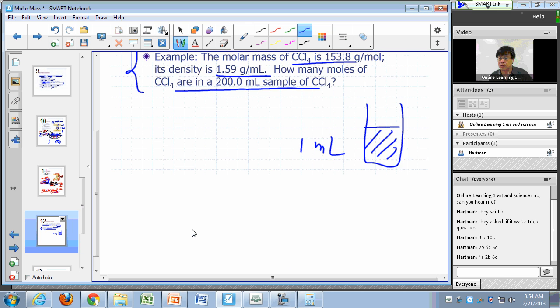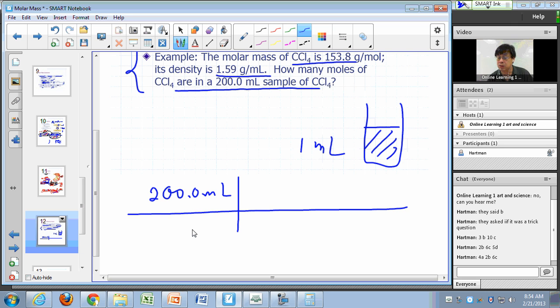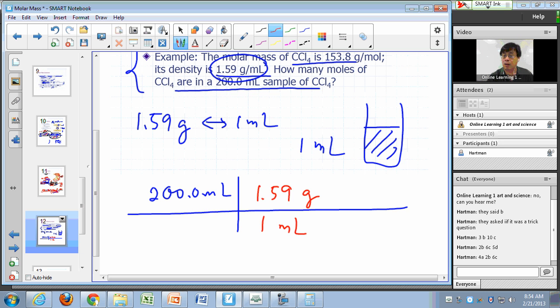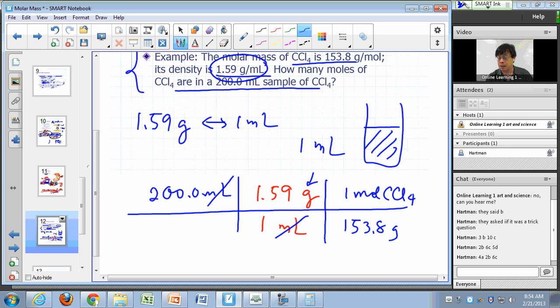So you can just use a series of conversion factors here. So you're going to say 200 mils. Okay, I'm going to use the density to change it to grams. What's my density? 1.59 grams per mil. So 1.59 grams is equivalent to 1 mil. So I'm going to say multiply this by 1.59 grams in 1 milliliter. So milliliter cancels out. Okay, and now that I have my answer in grams, I can change it to moles. What's a mole? 1 mole of CCl4 is equivalent to 153.8 grams. Okay, so if I know my grams, I divide it by the molar mass. That would be 153.8 grams per mole. So you can see grams here will cancel out, and that gives me the answer in moles.